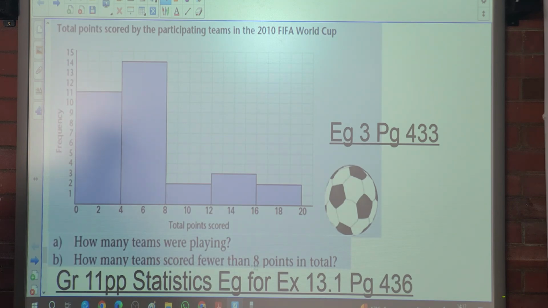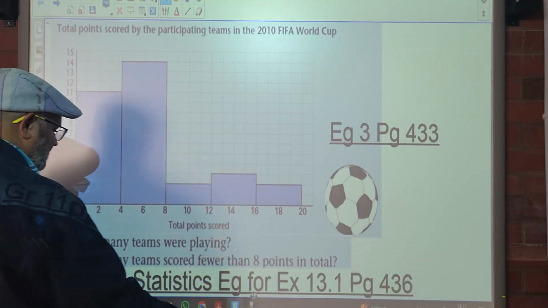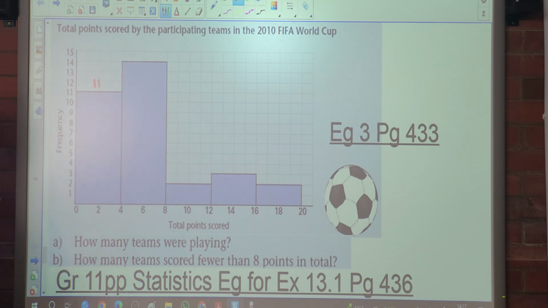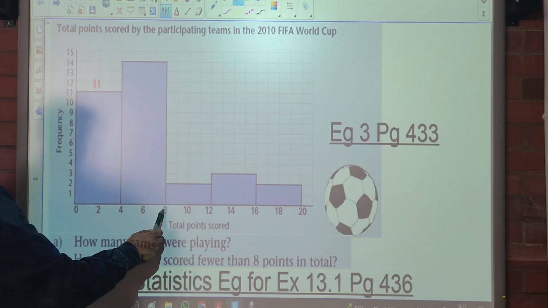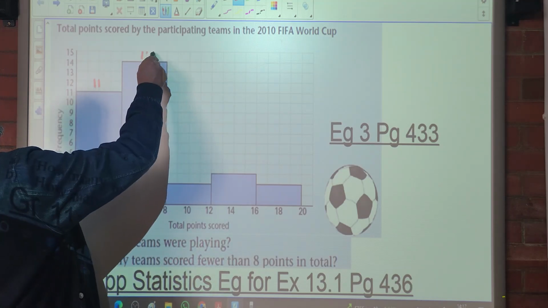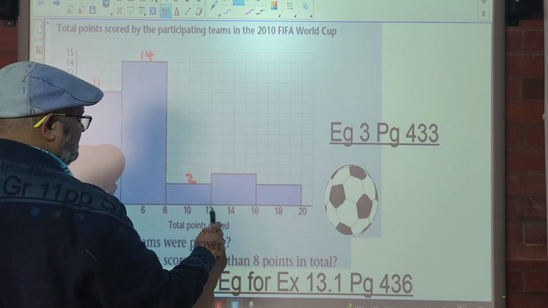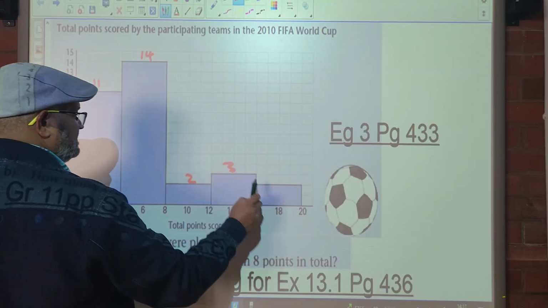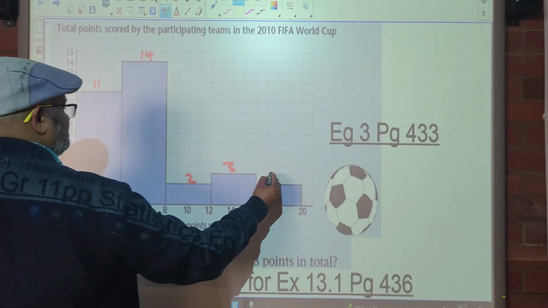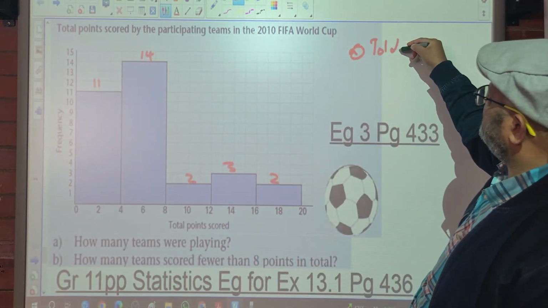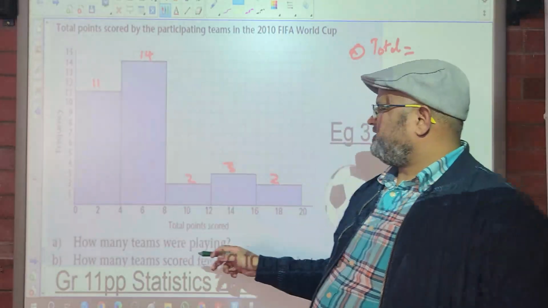How many teams were playing? So in this category from 0 to 4, how many was in this category? 11. Can you see that? How many was from 4 to 8? 14. From 8 to 12? 2. 12 to 16? 3. 16 to 20, 2. So if I look at the total, I'm just going to say the total is then going to be 14 plus 11, which is 25, 32.